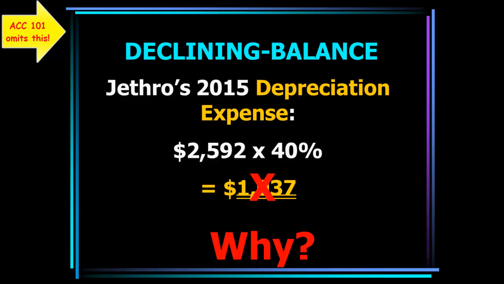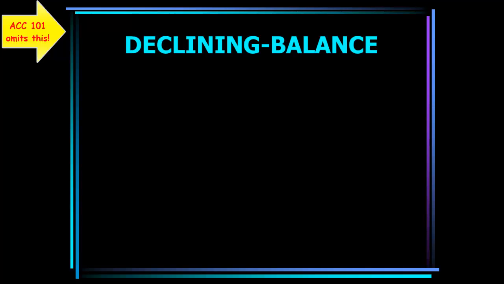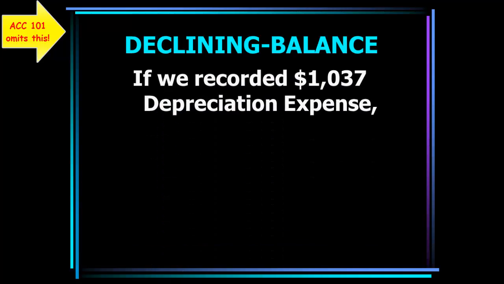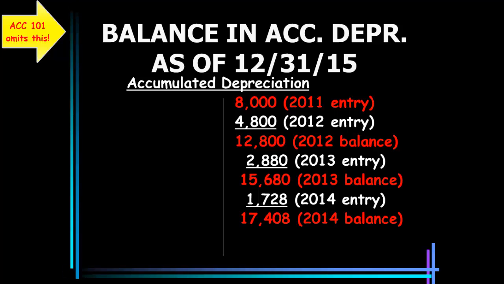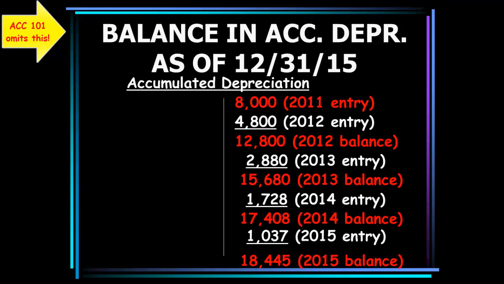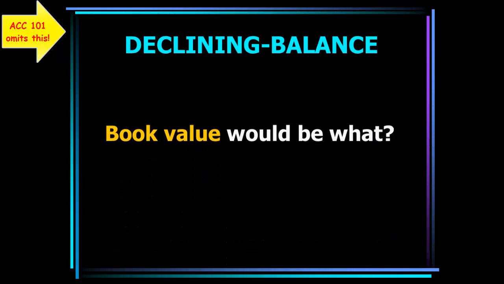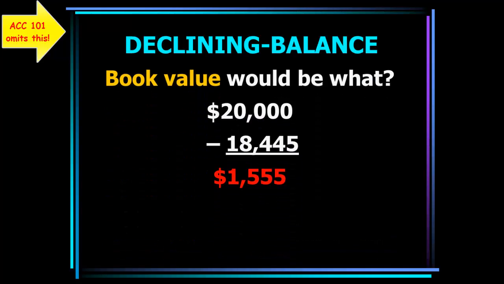Remember, has residual been part of our formula at all to begin with? No. However, we said we can only depreciate the asset to the point where its book value equals the residual. We can never have the book value go below the residual. If I were to record $1,037 depreciation expense, my accumulated depreciation would go up to $18,445. Do you see a problem right there? What's the most my accumulated can go to? 18,000. Because if it went to 18,445, my book value would be 1,555. What's the problem with that? 2,000 is the lowest the book value can go to.